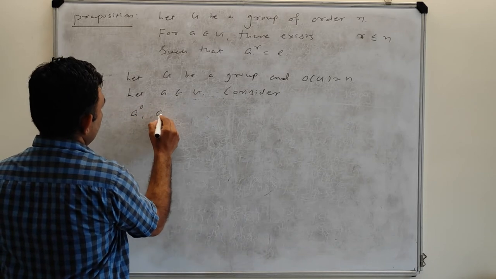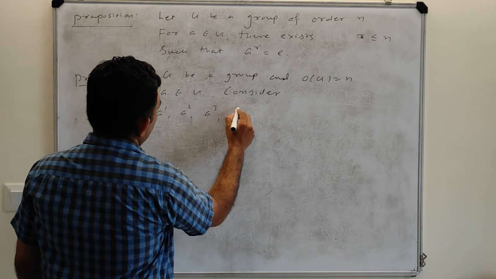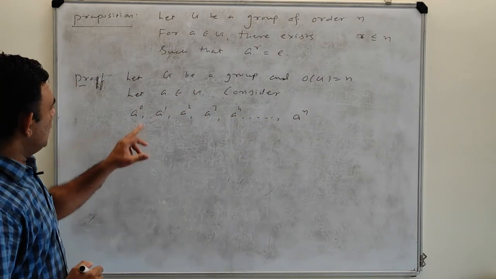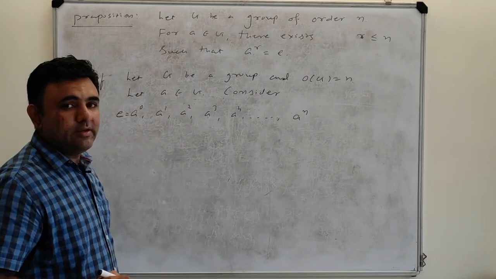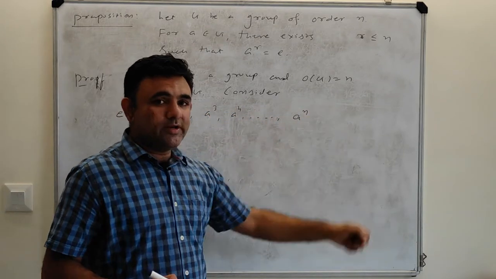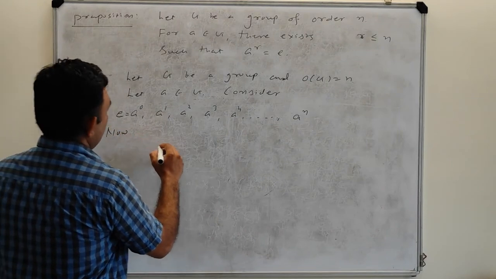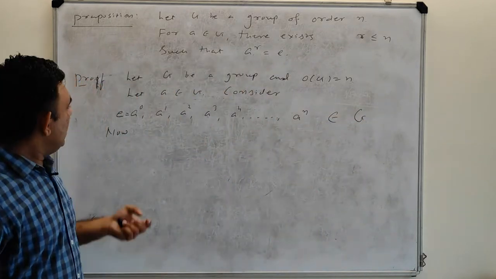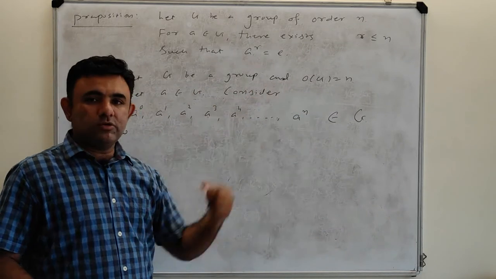a raised to 0, a raised to 1, a square, a cube, a raised to 4 and so on, a raised to n. So I have started with the 0 power of a, and a raised to 0 means what? It is the identity. So a raised to 0, a raised to 1, a square, a cube and so on, a raised to n. Now all these elements belong to G. a is in G, so a square is also in G, a cube is also in G, like that a raised to n is also in G.